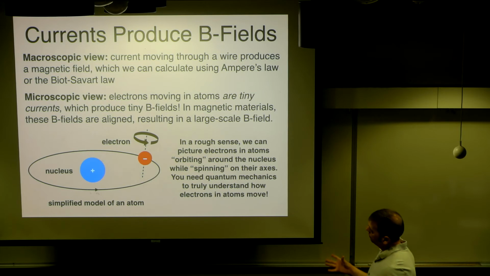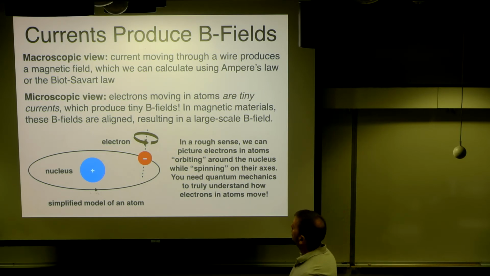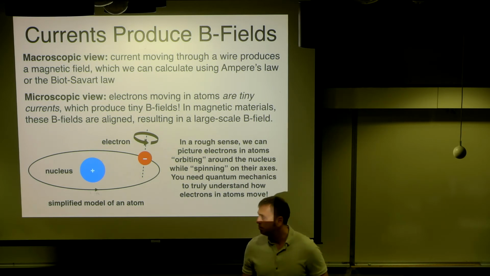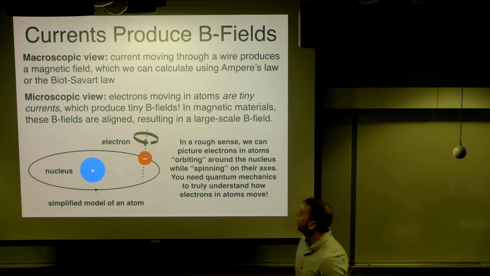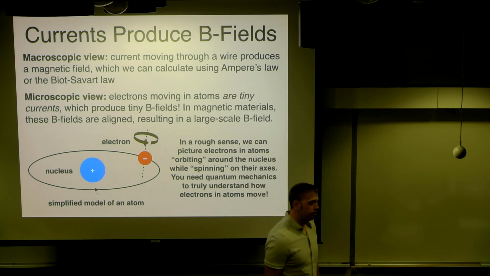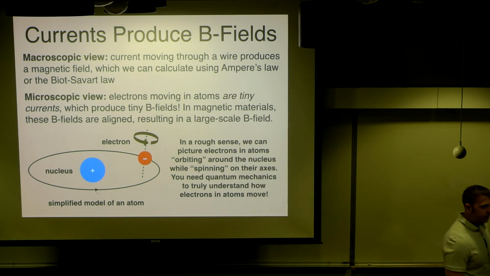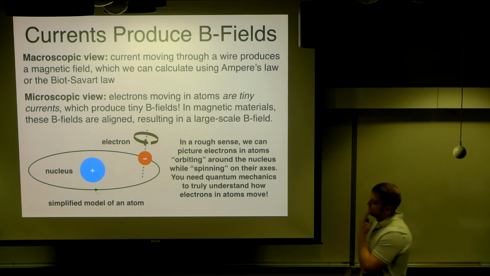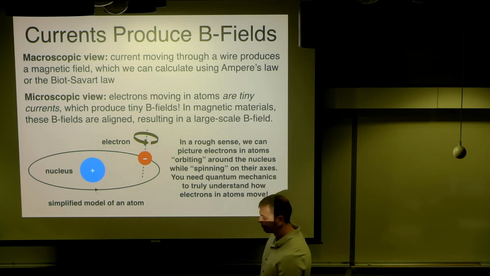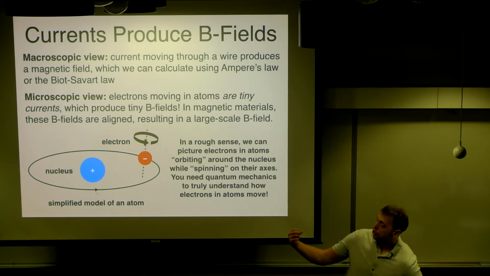And if we try to get a sense of what this idea tells us from the macroscopic point of view, it's basically, you have some wire, you run a current through it, and you get a B field. That B field loops around the wire. Again, Ampere's law or the Biot-Savart law can be used to calculate what that B field is, depending on the geometry of the situation. But the microscopic view, when we take a look at the microscopic level of atoms and molecules, we need to look at how charged particles, like electrons, are behaving.